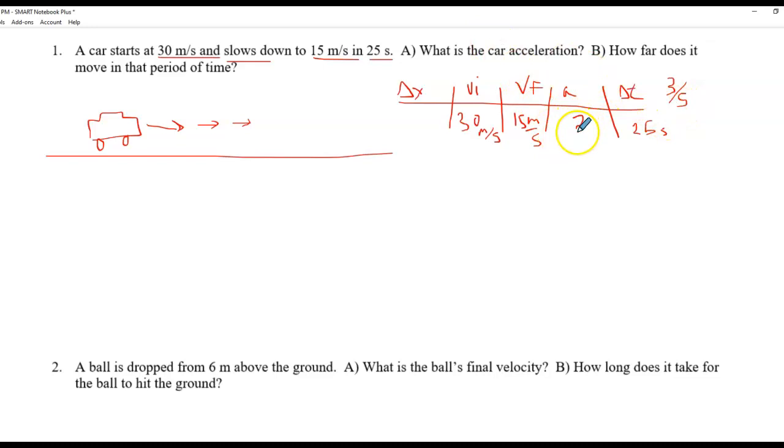So I'm going to put my question mark here, and the box that is not involved, the thing that I don't care about, is delta x, or the displacement. That's actually part B, so I'll put a little b and a question mark there, and this was A. Okay. So let me pause real quick, and then I'll pull up a slide with the equations, and you'll be able to tell which one it is.